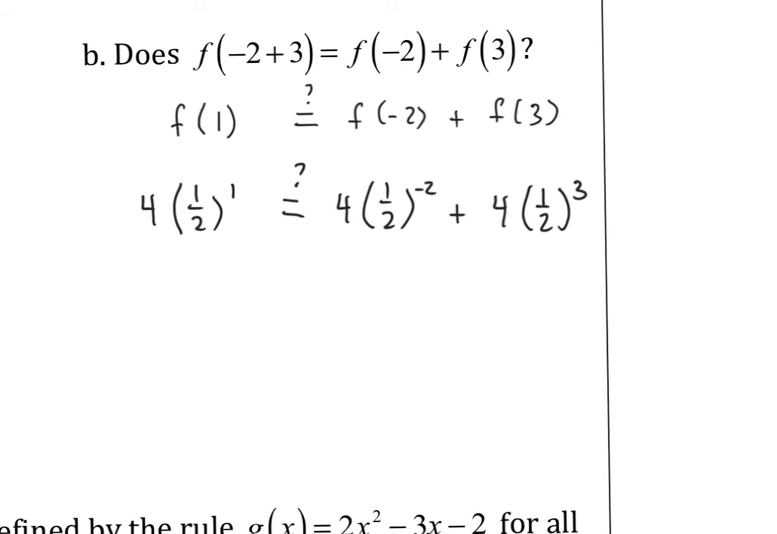I can evaluate this by hand right here. This one here just becomes 4 divided by 2, which is just a 2. And does this equal here? This one, 1/2 to the negative 2, means take the reciprocal and then square it. So it's actually 4 times 4, so this is a 16. The 3 here makes this 1/8, 1 over 8. And then 4 times 1 over 8 is 1/2. So clearly we see that 2 does not equal 16.5.